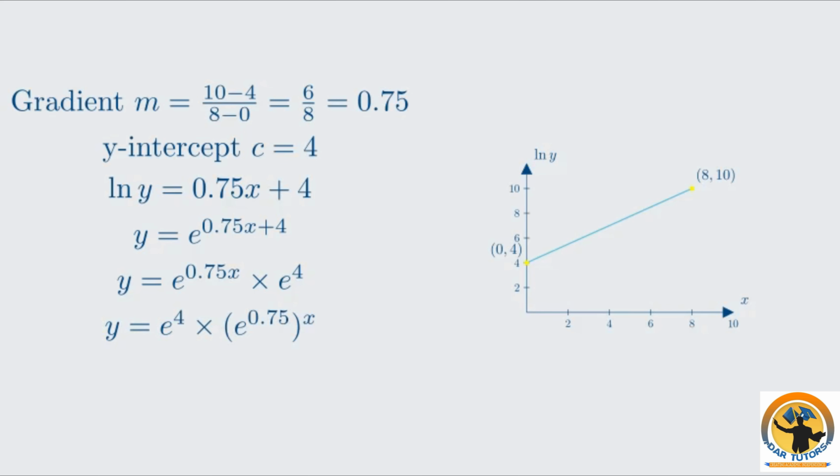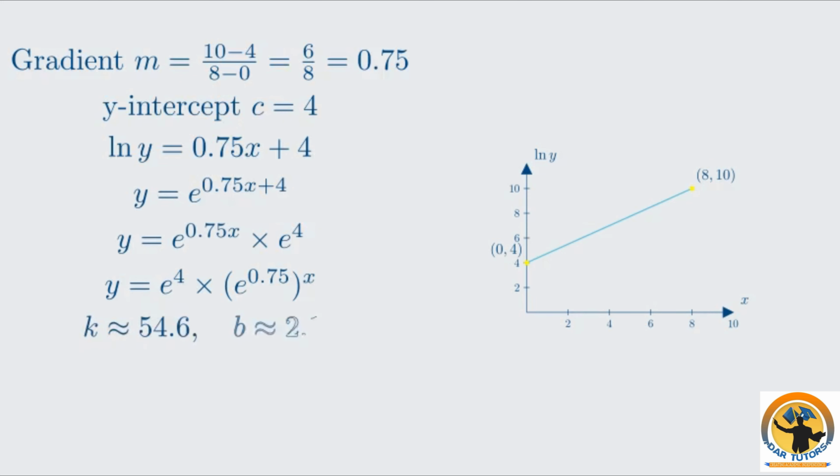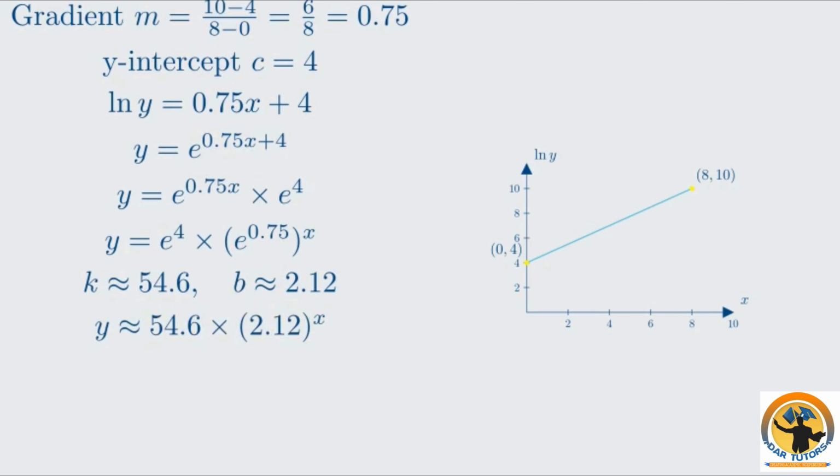We can also write this as e to the power of 4 times the quantity e to the power of 0.75, all raised to the power of x. This is now in the form y equals k times b to the x. Calculating e to the power of 4 gives approximately 54.6, and e to the power of 0.75 gives approximately 2.12. Therefore, our exponential model is y approximately equals 54.6 times 2.12 to the power of x. We have successfully transformed the linear relationship back into the original nonlinear form.